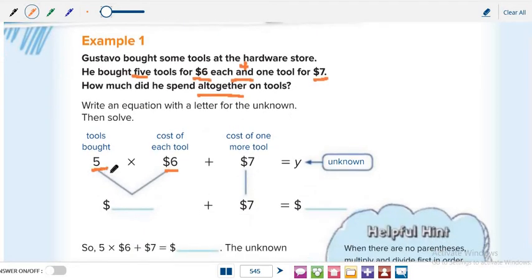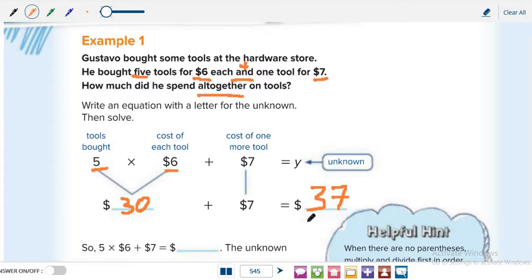So now 5 times 6 equals what, grade 3? What do you think? Equals 30. Excellent, grade 3. And 7 is 7. And this is the unknown. We don't know until now how much did he spend altogether on tools. Now we can find it. 30 plus 7 equals 37. Excellent, grade 3. So the value of the unknown is $37.